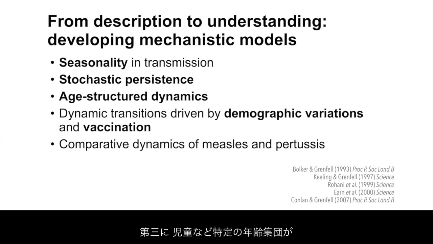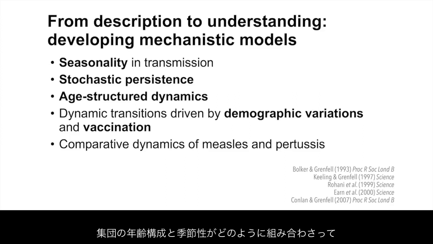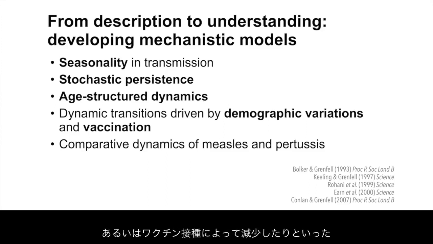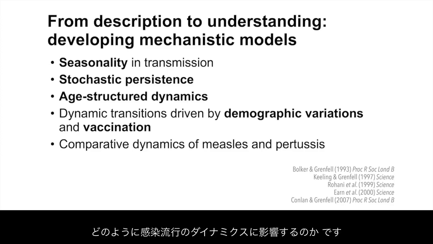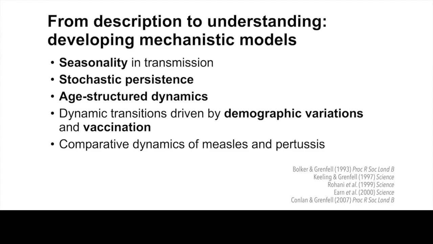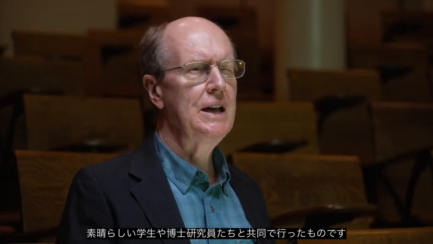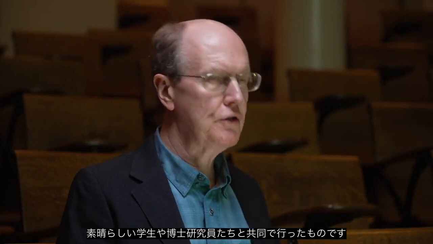Thirdly, when particular age classes of people, such as children, are important for transmission, how does the age structure of populations combine with seasonality to drive the epidemic? Fourthly, how do changes in the supply of susceptible individuals, whether increased through births or removed by vaccination, affect epidemic dynamics? We didn't only look at measles for these questions, we were also lucky enough to get data for other diseases such as whooping cough, that's pertussis. Much of this work was done in my early period in the University of Cambridge in collaboration with a wonderful set of students and postdocs.